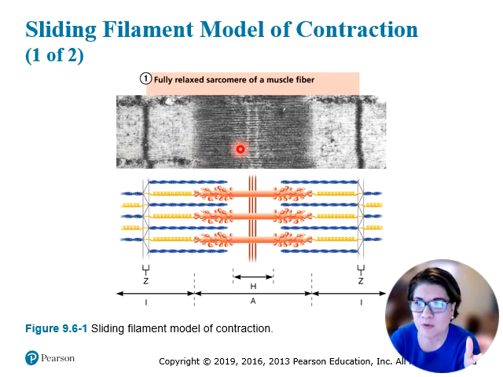sarcoplasmic reticulum outside of this, way outside, wrapping around all of these muscle fibers. When it receives an action potential in the T tubule, that passes to the sarcoplasmic reticulum, which releases calcium into this space. The calcium binds to the little troponins, which they're not showing here. The tropomyosin gets out of the way, and then this little myosin head can attach to the binding sites and pull this in.